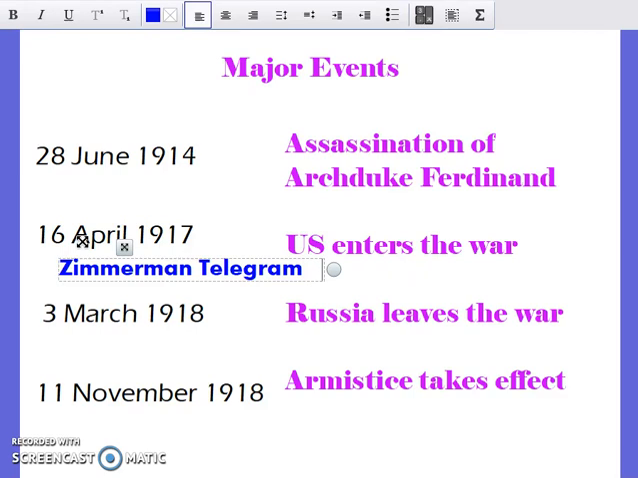In exchange, if they had won the war, Germany would have given Mexico back the land that they had lost to the United States in the Mexican-American War. So California, Arizona, Nevada, New Mexico, the southwestern section. It's intercepted by the Allies before it ever reaches Mexico. And so obviously Mexico does not attack the United States, and that's one of the reasons that leads us to war.